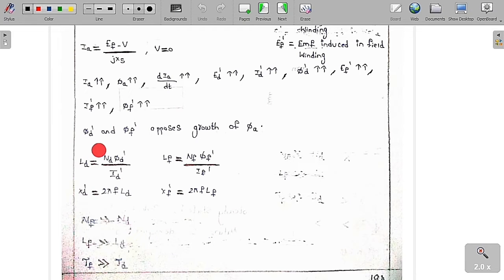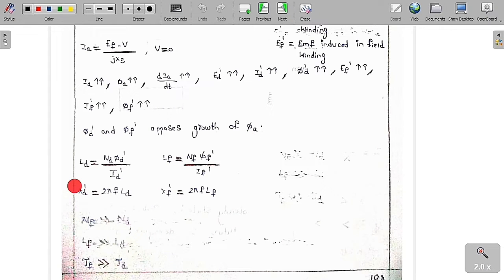Always, the damper winding flux and the field winding flux are going to oppose the growth of phi A, because these are the effects of the cause. The cause is phi A, and phi D dash and phi F dash are the effects. The effect is always going to oppose the cause, as per Lenz's law. Therefore, phi D dash and phi F dash are going to oppose the growth of phi A. This is a very important point that you always need to keep in mind.